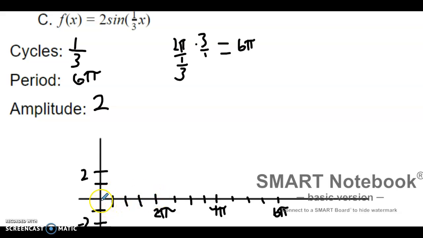And it is positive, it does go up. So I'm just going to kind of find the midpoint. So the midpoint is right there. So I know it has to go up to 2, and then it's going to cross right there, go down to -2, and back up. And there we have the graph.